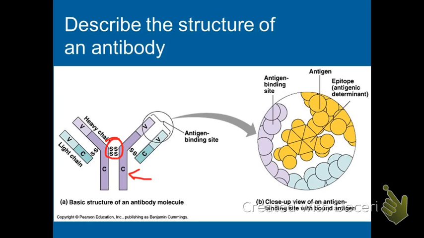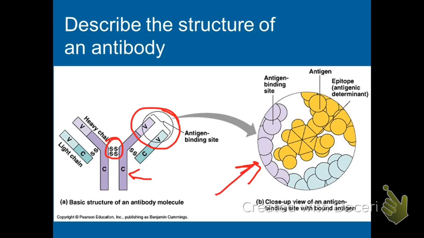And then you have these variable regions. Each antibody has multiple variable regions. This one has 2, but there are some that can have more than that. And what they basically do is they're going to clump together various different antigens by holding on to them and binding to them.